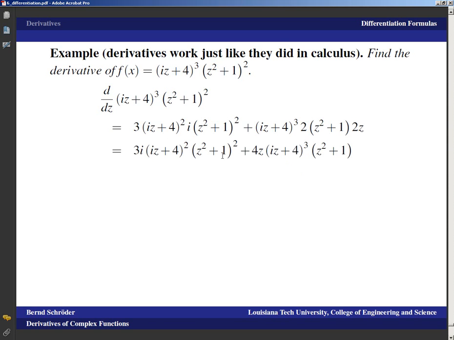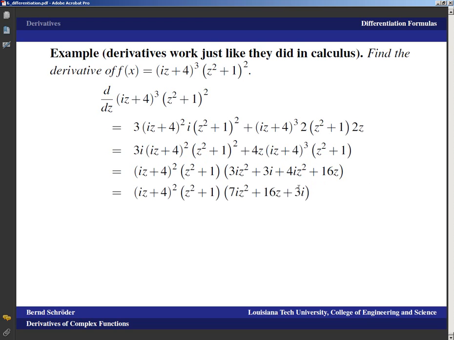First of all, we clean things up. The 3 and the i becomes a 3i, and the 2 times 2z becomes a 4z. Now we factor out an (iz plus 4) squared and a (z squared plus 1). That leaves us with, from the first one, 3iz squared plus 3i. And from the second one, it leaves us with 4iz squared plus 16z. And then we just add that up here.